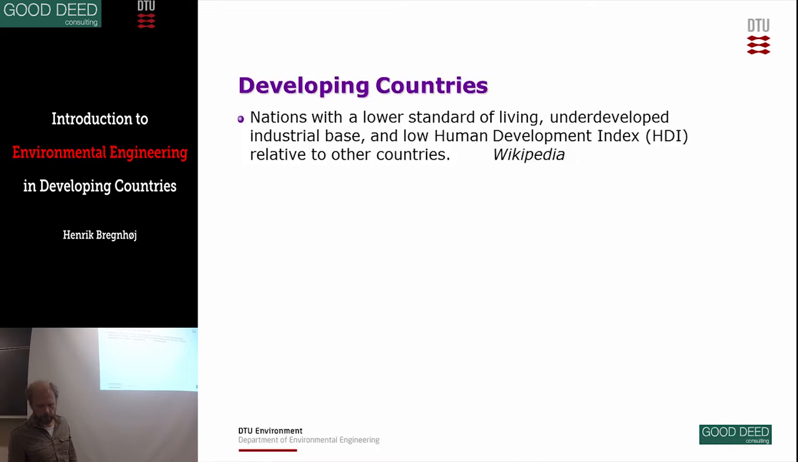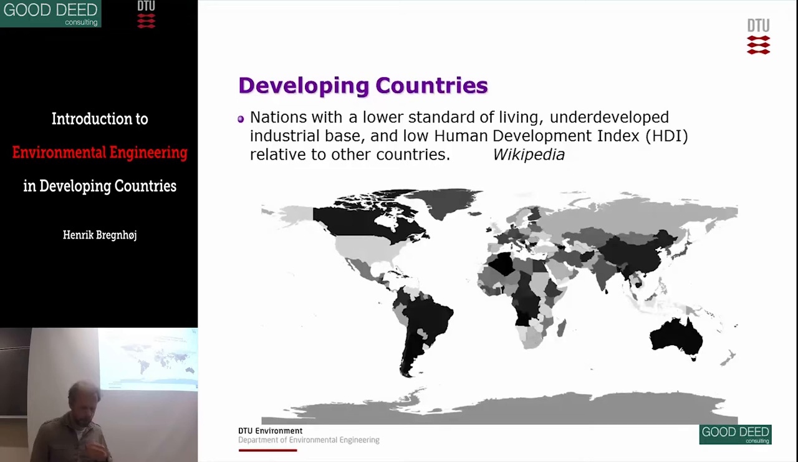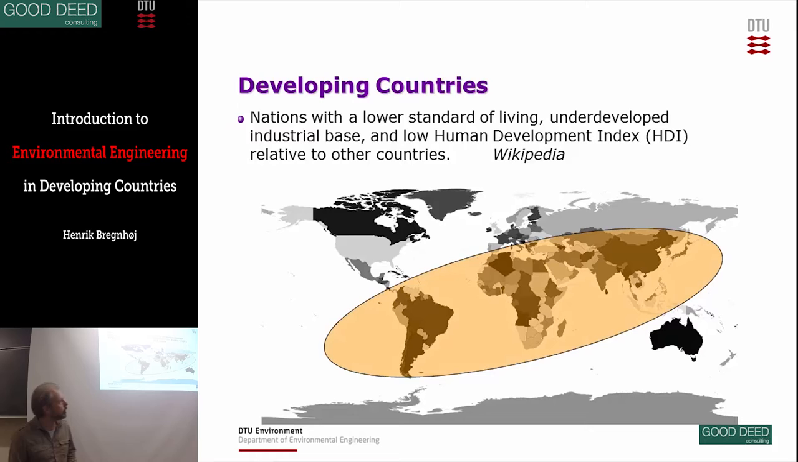Taken from Wikipedia, it is nations with a lower standard of living, underdeveloped industrial base and low human development index relative to other countries. There are as many definitions as you find people who are trying to define it, if they should make up their own. But basically, it is a lot of those countries in this area, and more or less this area that has a large part of the population with a low living standard in one way or another.